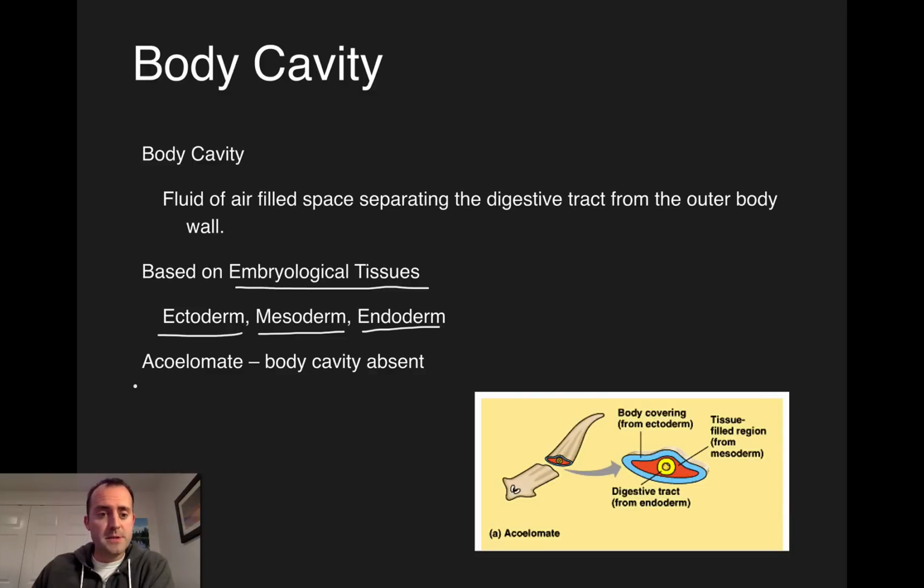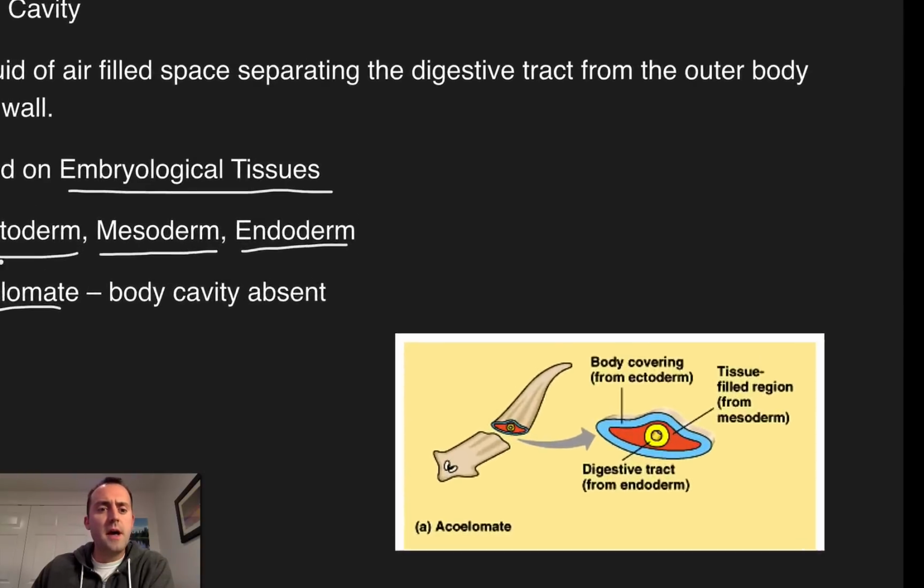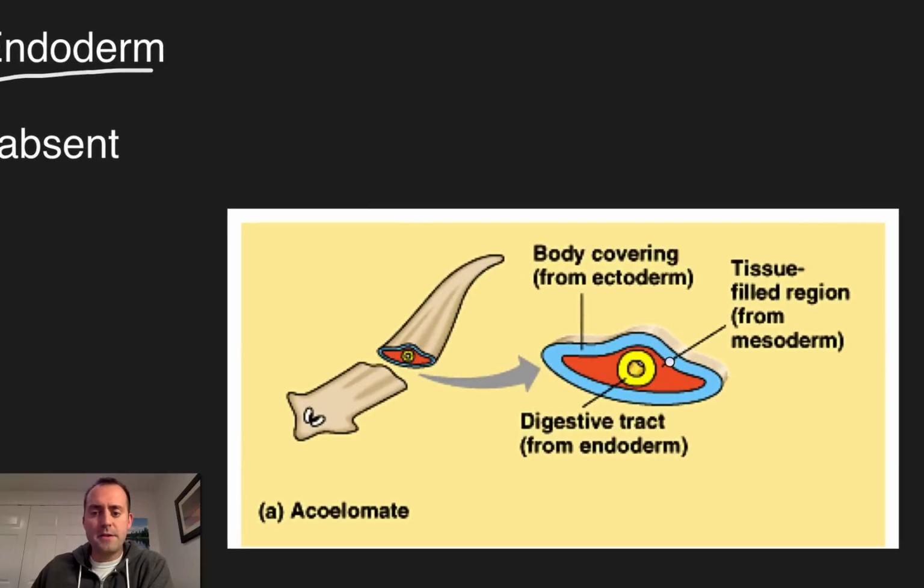So there are some organisms that don't have a body cavity at all. These are called acoelomates or acoelomates. I've heard it pronounced both ways. But this is where all three tissue layers are kind of sandwiched together. You can see in this diagram of a flatworm.